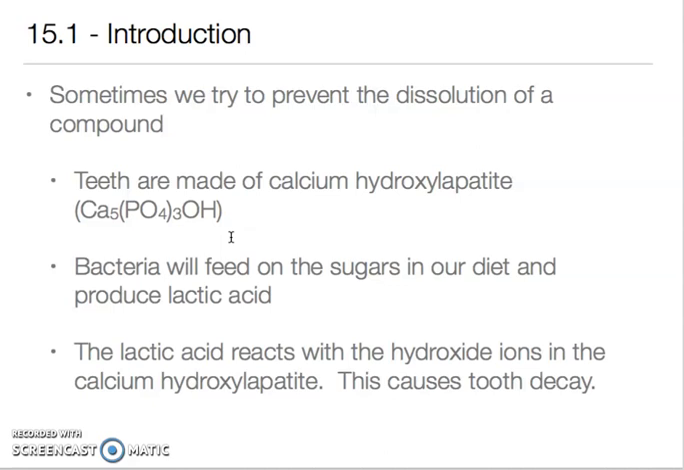So every time that we're drinking or taking in some type of liquid, it acts as a solvent and takes those broken up ions and basically pulls them out of our solid tooth. And that's what we don't want to do. So commonly we'll brush our teeth to try and remove bacteria. That way that bacteria won't produce the lactic acid, which therefore won't react with our calcium hydroxyapatite and keep that solid structure intact. So that's an instance where we don't want a substance to dissolve.